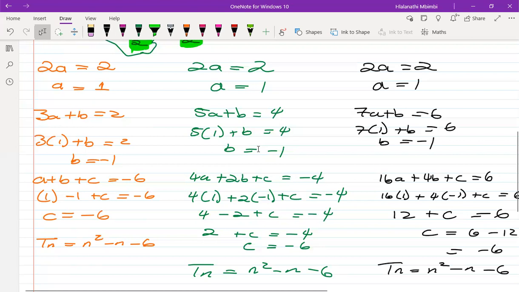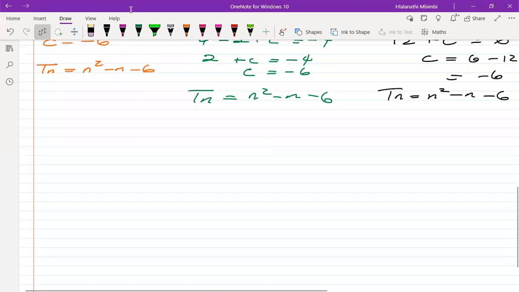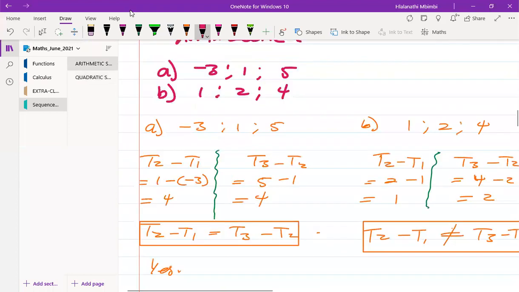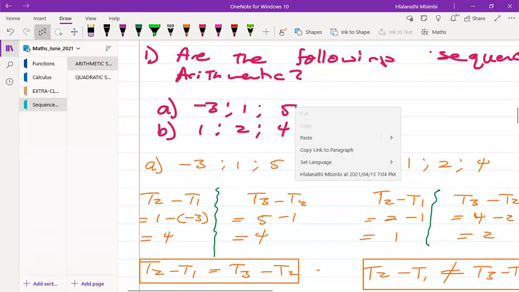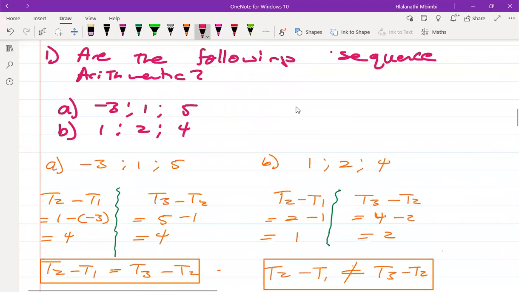But maybe let me stress something else. It's just that now you found your Tn, which is equal to n squared minus n minus 6. So you can still be asked the problems that we interacted with yesterday. I just want you to note that. So these questions that we did yesterday are not necessarily limited to the arithmetic pattern.